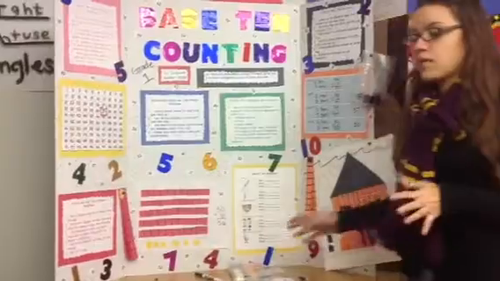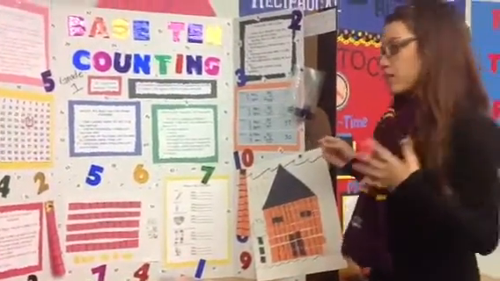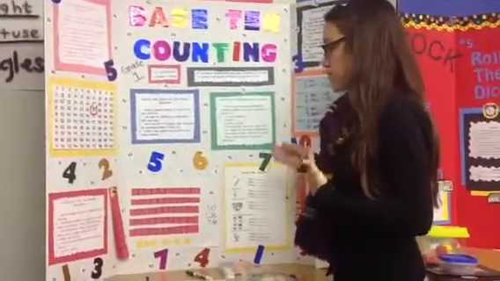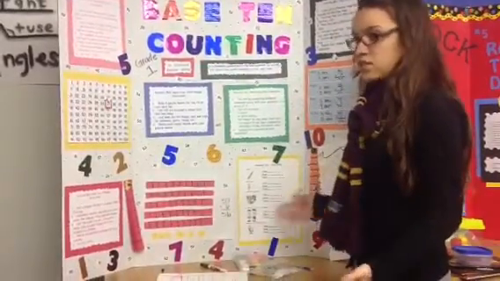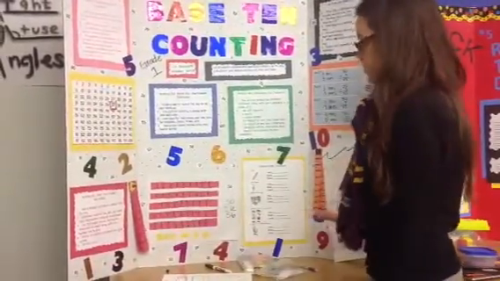And I would have them at the end, when they're done, I would go over and have them explain it to me. Okay, what's your number? 56. How many tens did you use? I had 5 tens, so that would be that activity.